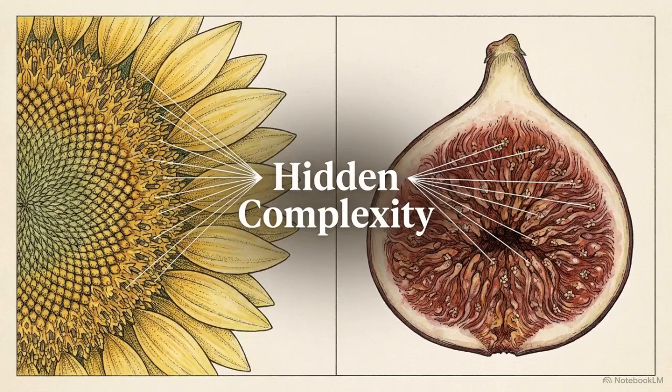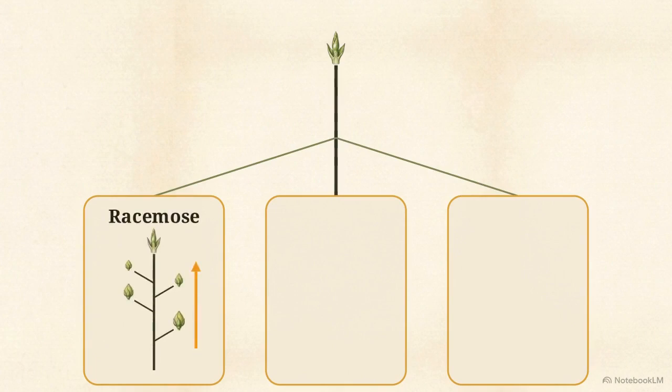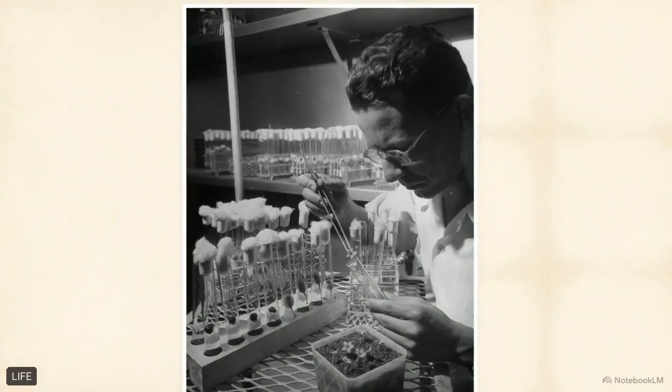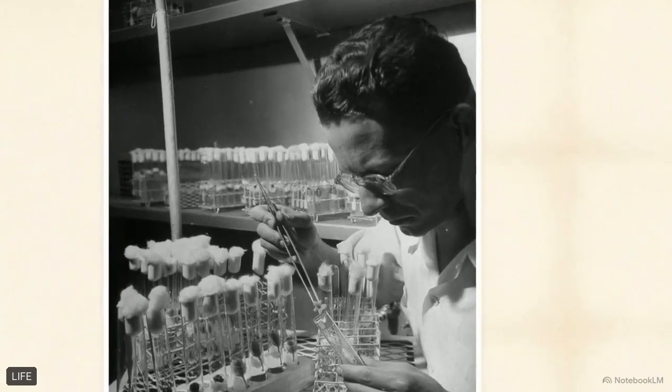We can now confirm that sunflowers and figs are not single flowers, but highly organized communities. To identify any inflorescence, check one specific point: the apex of the main axis. If the apex continues to grow with younger flowers at the top, it is racemose. If the apex is a terminal flower with younger ones below, it is cymose. Specialized structures like cups or flasks indicate the special types. Understanding the behavior of that central growth tip provides a reliable framework for navigating the complexities of plant morphology.